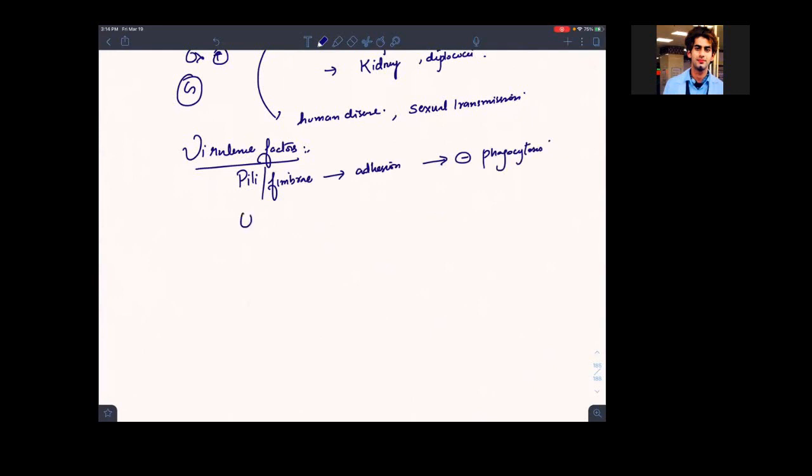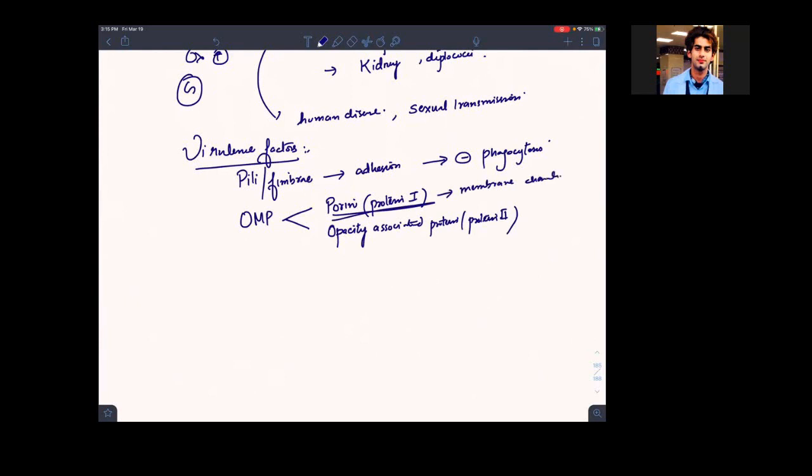Now it also has outer membrane proteins, like I talked about in the last video. So OMP, it has, let me write two for you. First is porin, called protein 1. And second is opacity associated protein, that is called protein 2. Easy. What is the function of porin, protein 1? It will help in the formation of pores, the membrane channels.